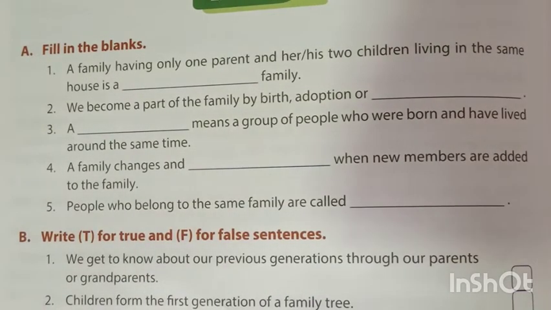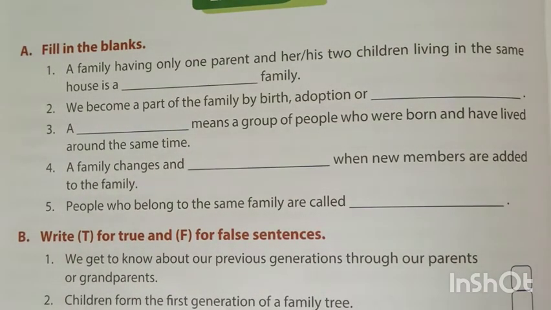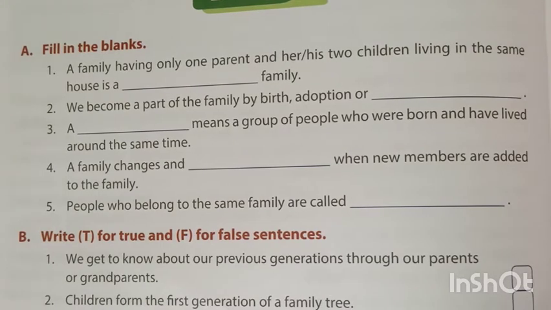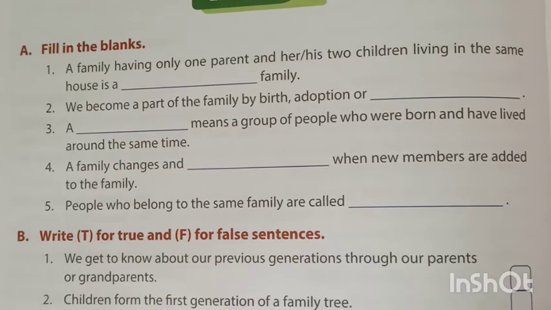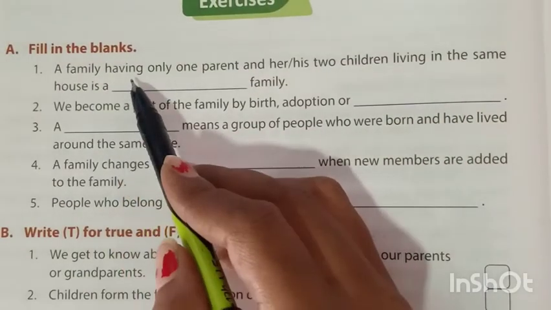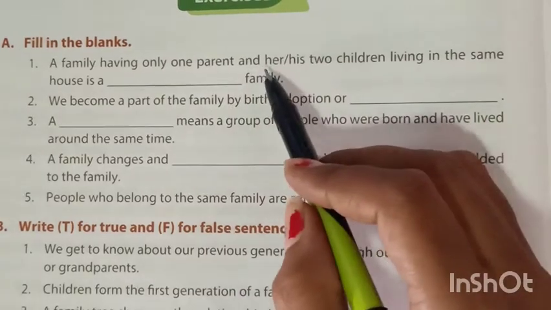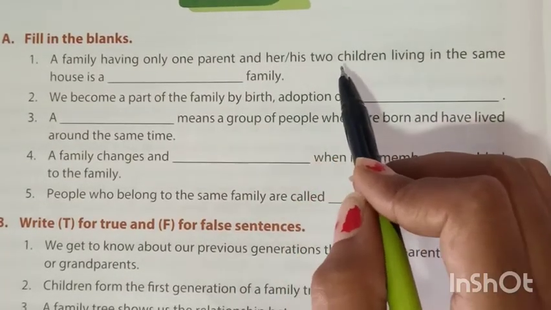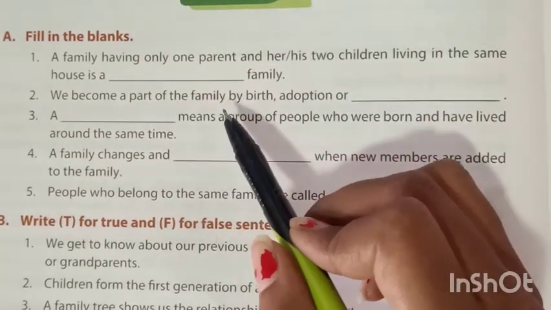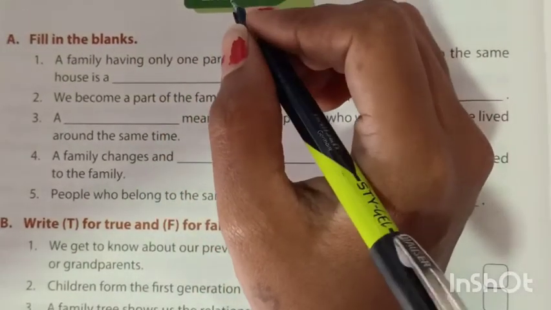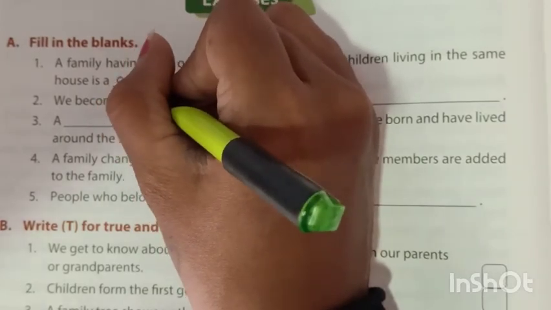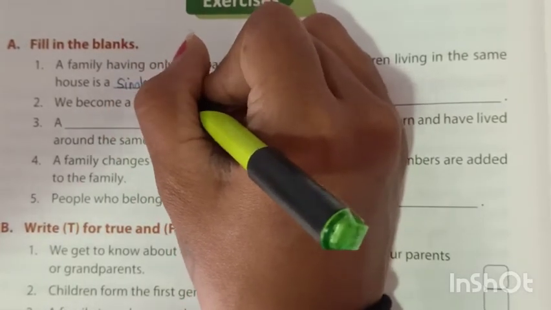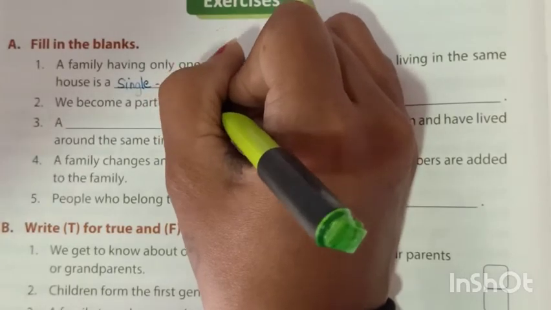Today we'll be doing the exercise of Chapter 1, Family Trends. We'll be writing the answers of fill in the blanks in the textbook itself. So the first question here is, a family having only one parent and his two children living in the same house is a single parent family. So write single parent family.